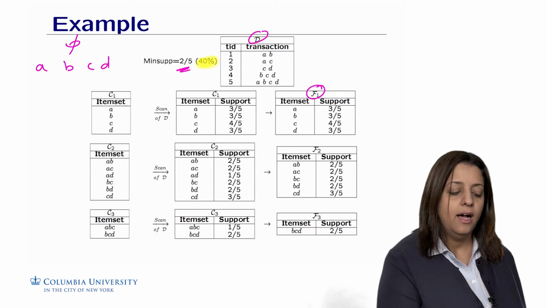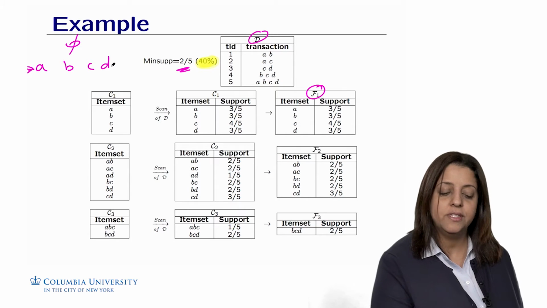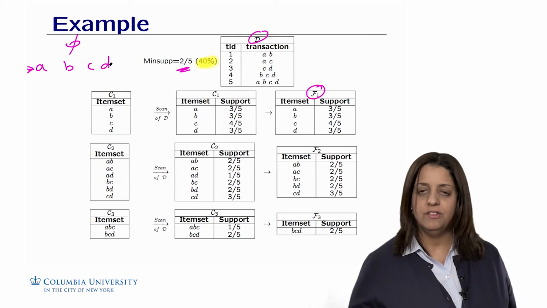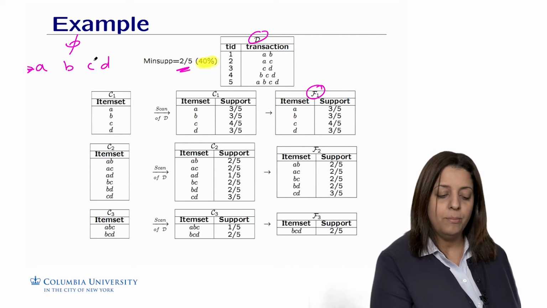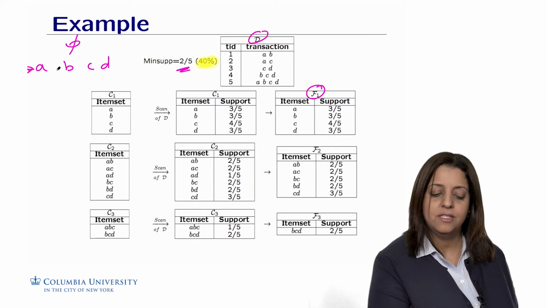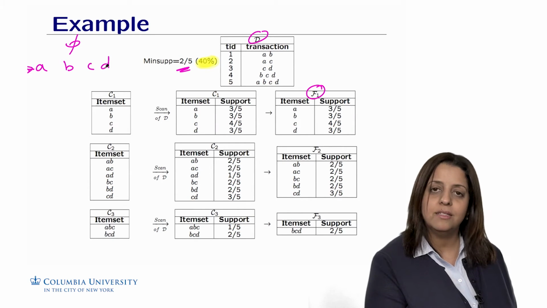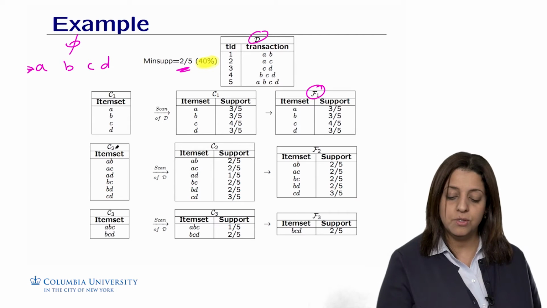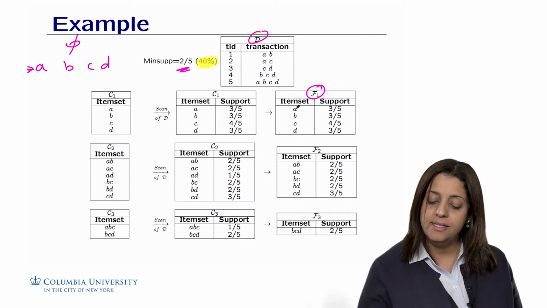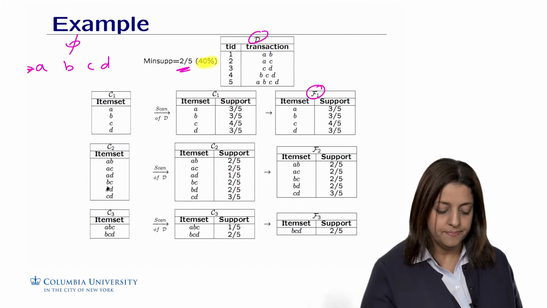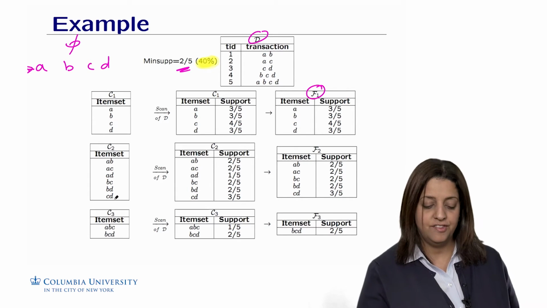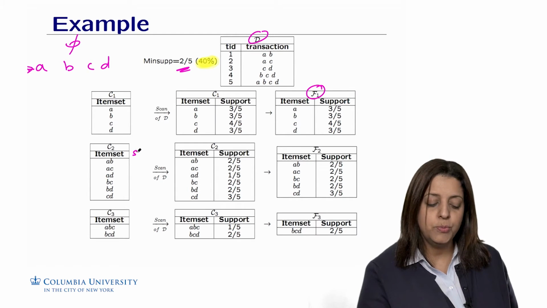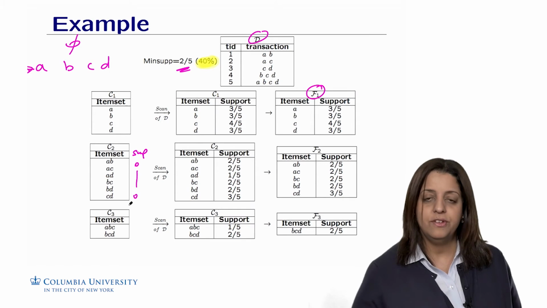So I ensured that I went through all possible candidates here, and I calculated the frequency of each of them, and it turned out that they're all frequent. So now I'm going to combine these frequent item sets of size 1 to make candidates of size 2. So the candidates of size 2 will combine A and B, A and C, A and D, B and C, B and D, etc. So for now, I don't have any frequency, so the support for now is just 0 everywhere.